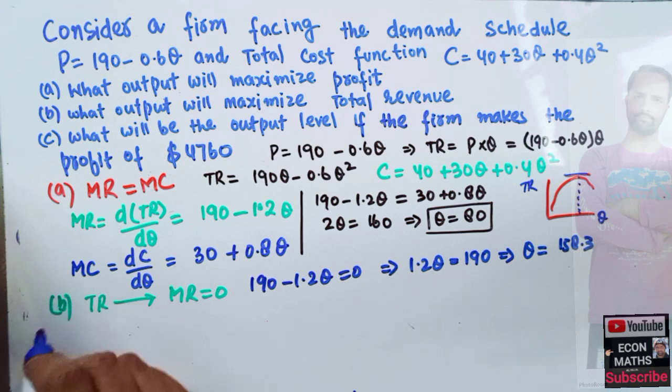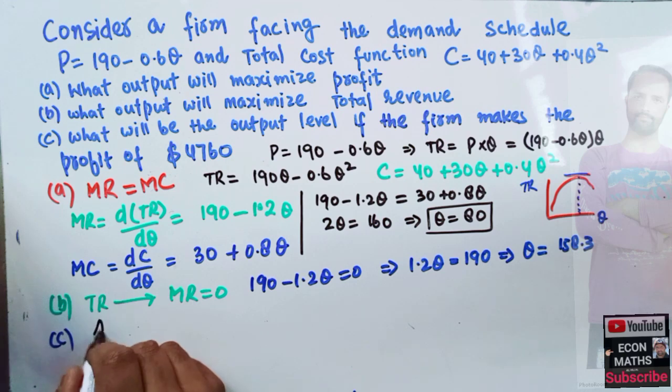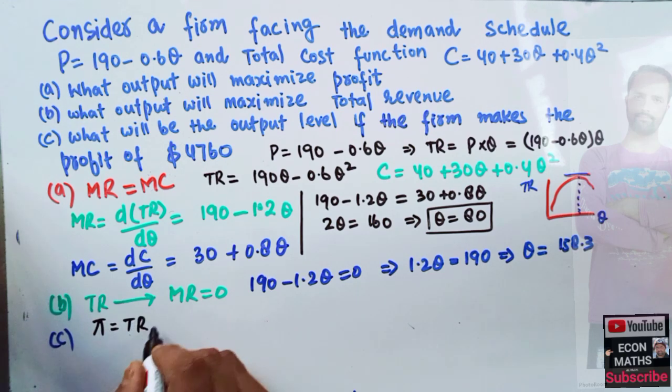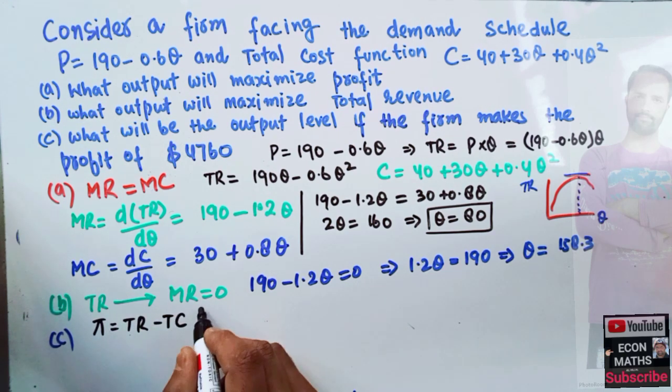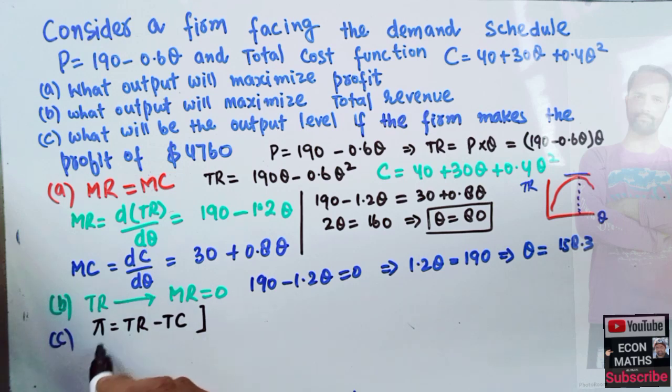Now the third part tells us what will be the output level if the firm makes a profit of 4,760. We know that profit is simply equal to total revenue minus total cost. So the constraint is that profit should be equal to 4,760.